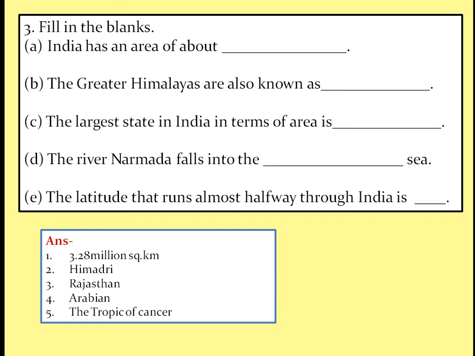The largest state in India in terms of area is Rajasthan. The river Narmada flows into the Arabian Sea. The latitude that runs almost through the middle of India is the Tropic of Cancer.